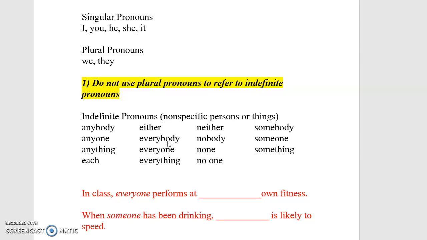Same thing with the next example. When someone has been drinking, blank is likely to speed. So when we talk, we say when someone has been drinking, they are likely to speed. But again, the rule is that you do not use plural pronouns when referring to one of these words. So someone is up here. The answer is when someone has been drinking, he or she is likely to speed.